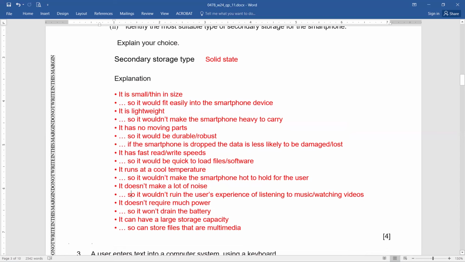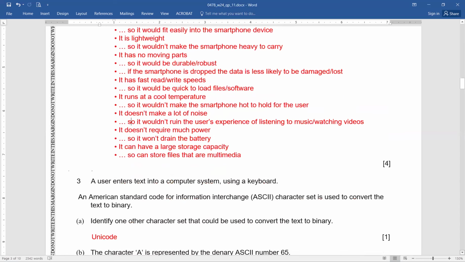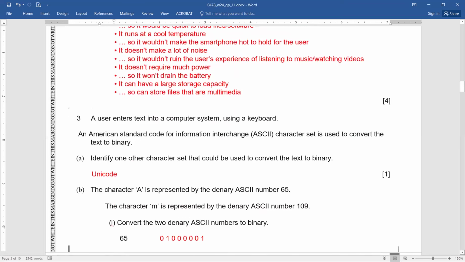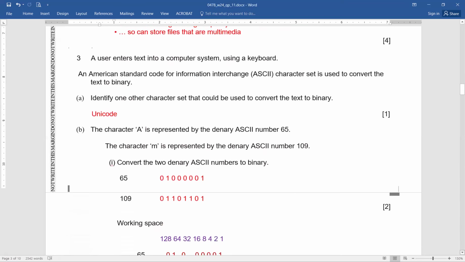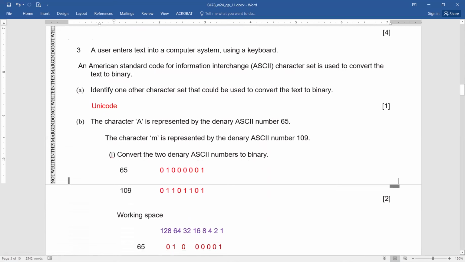Okay, fine. Okay, now, question number 3. A user enters text into a computer system using a keyboard. An American Standard Code for Information Interchange, or ASCII, character set is used to convert the text to binary. Identify one other character set that could be used to convert the text to binary. ASCII is already given to me, and they are asking about the other one.